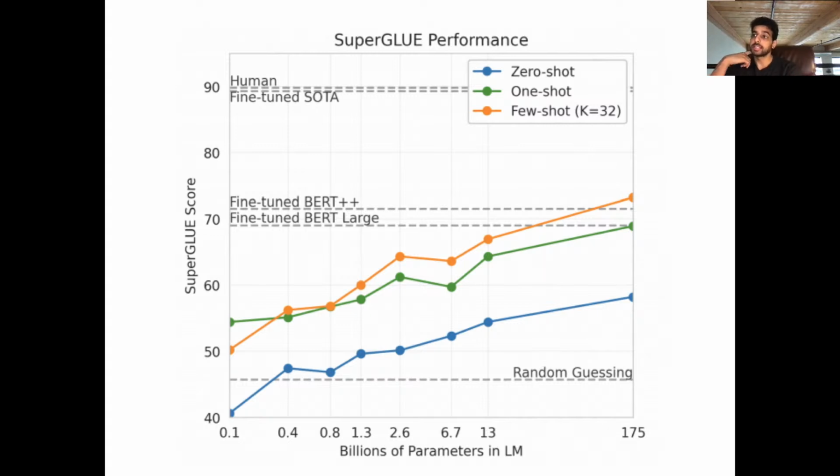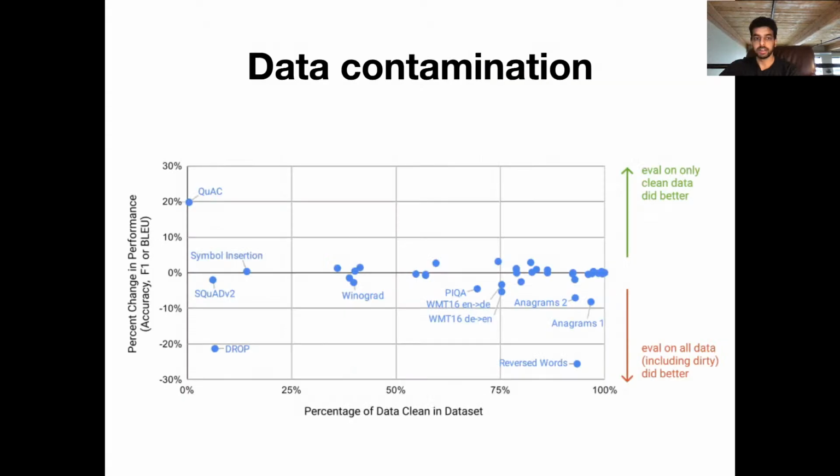But the second part of your question is more interesting. What if it's already seen the reviews that you're testing it on during pre-training? And this is something they point out in their paper. For many of these tasks, they can't really control for if the model has observed the data during pre-training or not. And they call this data contamination.